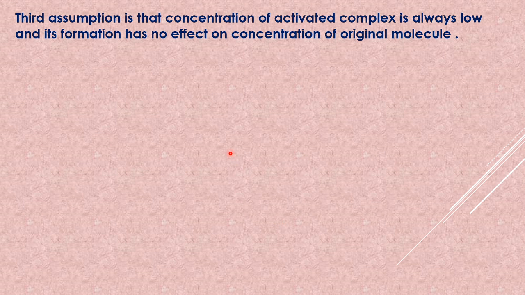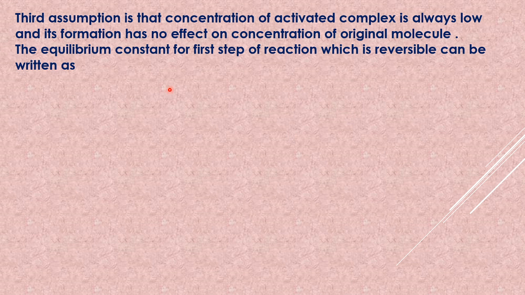Let me see the third assumption. The third assumption of Arrhenius says that the concentration of the activated complex, that is the A star molecule, is always low and its formation has no effect on the concentration of the original molecules, that is the reactant A. This is the third assumption.